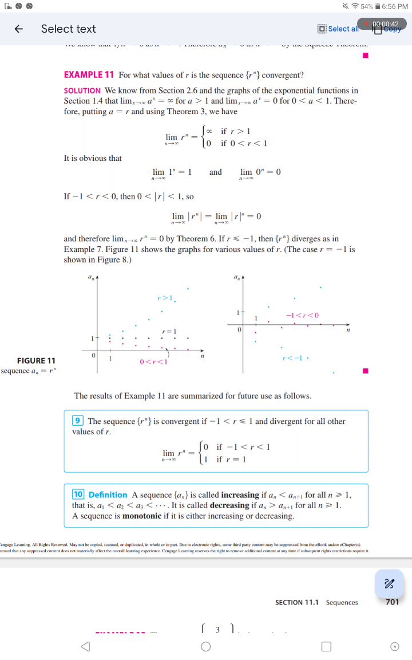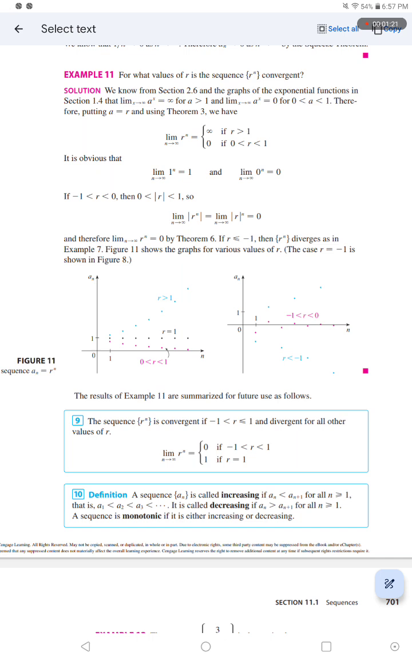than 1. Therefore, putting a equals r and using Theorem 3, we have the limit of r^n as n approaches infinity equals infinity if r is greater than 1, and 0 if r is less than 1 but greater than 0. It is obvious that the limit of 1^n as n approaches infinity equals 1, and the limit of 0^n as n approaches infinity equals 0.